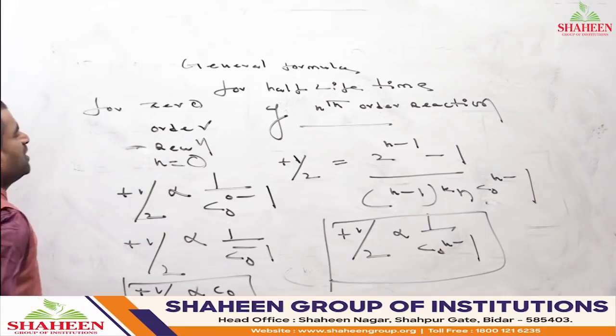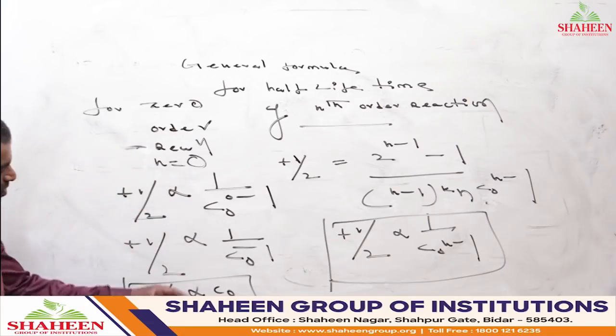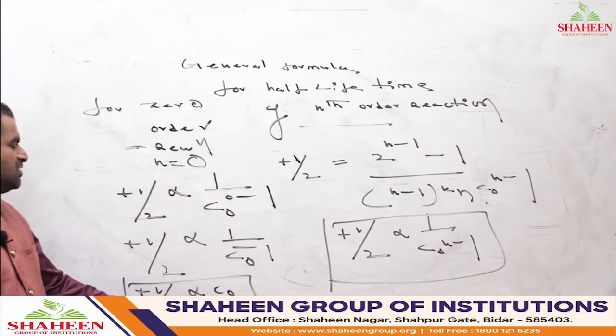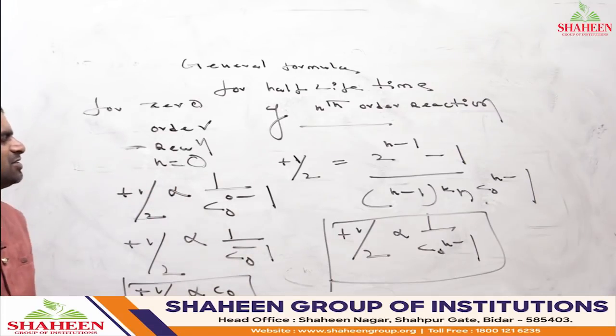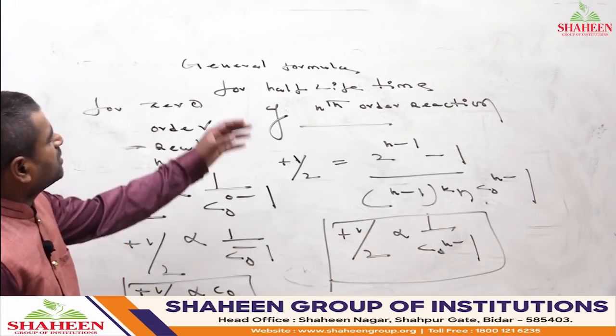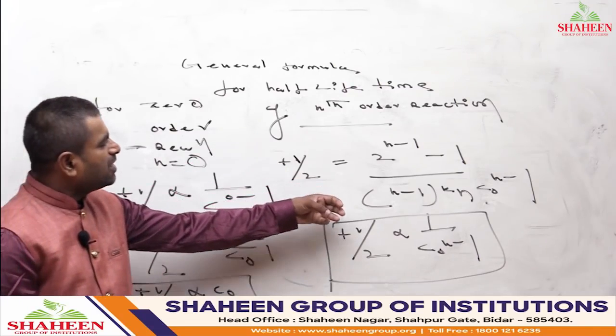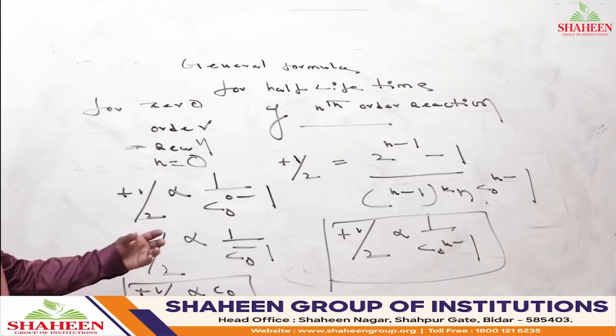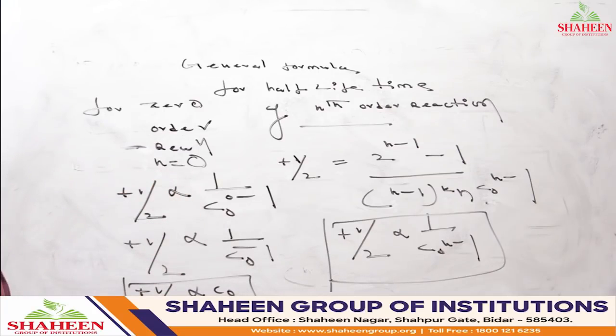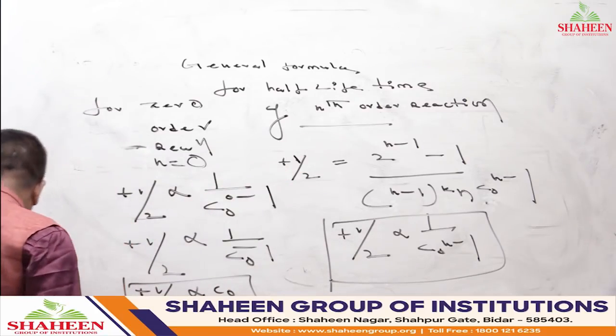This is valid only for zero order reaction. So for zero order reaction, half-life time is directly proportional to what? Initial concentration of the reactant. Now, for nth order reaction, directly I am taking nth order here. Suppose I want to find out zero order, n replacing 0. Suppose I want to find out first order reaction, n value replacing 1.